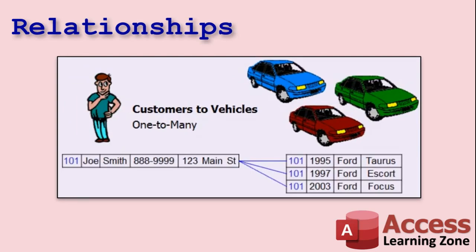We learned about auto numbers in Beginner 1, what an auto number is. So Joe is customer number 101. Let's say that's his auto number, that's his customer ID. So we store the customer ID in the customer table, and we take that and we put that in the car table, the vehicle table. So now, because this has 101 in it, I can relate that back to Joe Smith's record. And that's how I can tell who owns each car.